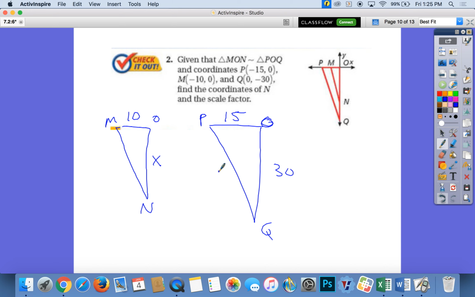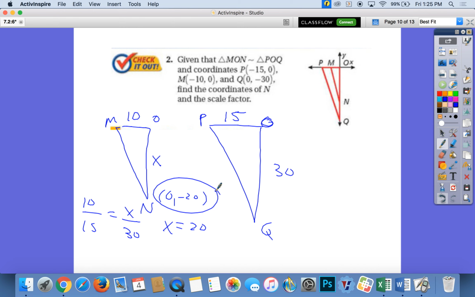So I know that these guys coincide. 10 over 15 goes along equals X over 30. Cross multiply, you get X equals 20. So this coordinate right here is going to be 0, negative 20. Be careful, don't put a 0 in the wrong spot. Don't forget to put a negative because you're on the coordinate plane.